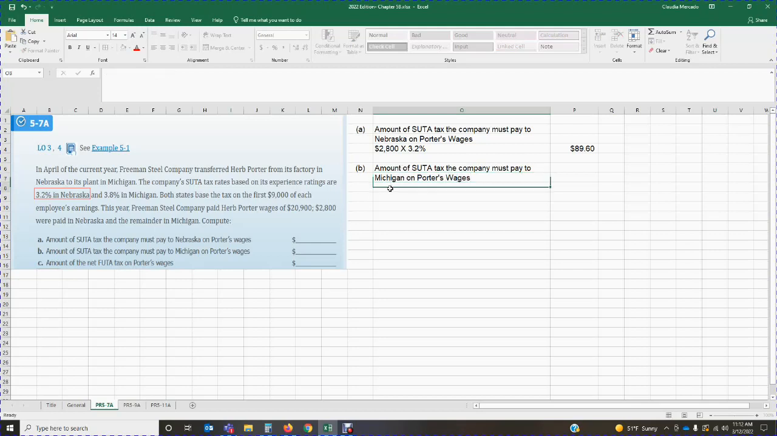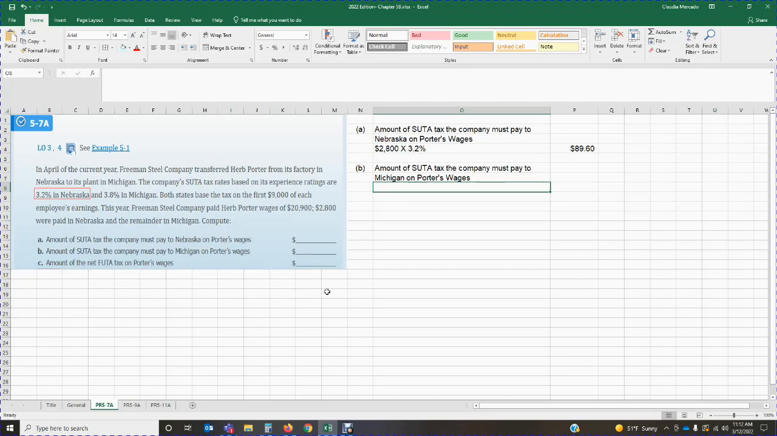Okay, so now we're looking at Michigan. So remember, Porter was moved from Nebraska to Michigan. Based on the information provided, he worked very little in Nebraska. The remainder of the year he worked in Michigan. So he was transferred early on. He started working in Nebraska and then he ended the year in Michigan.